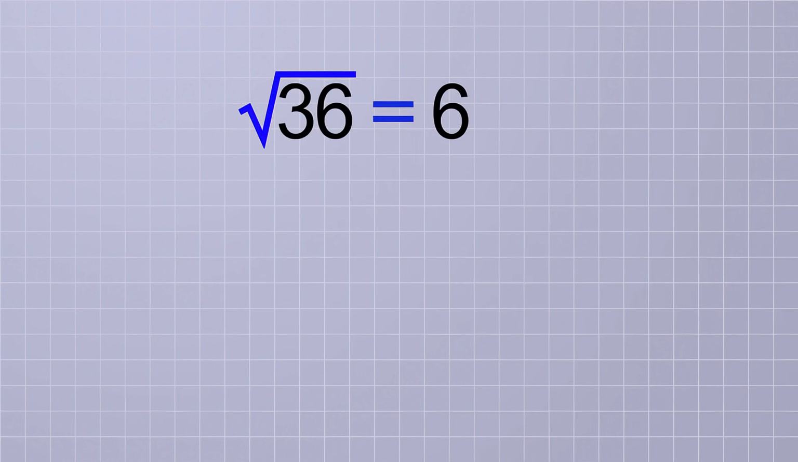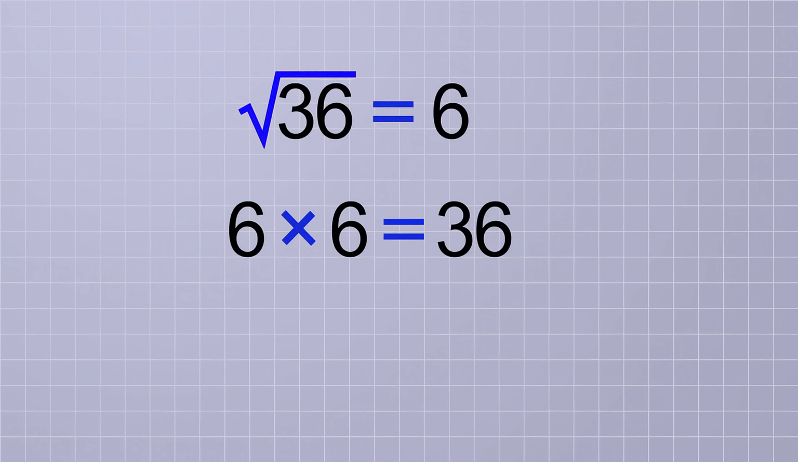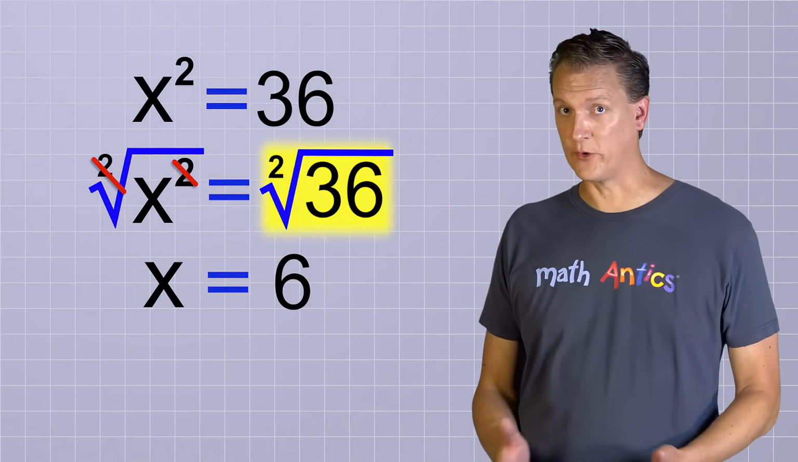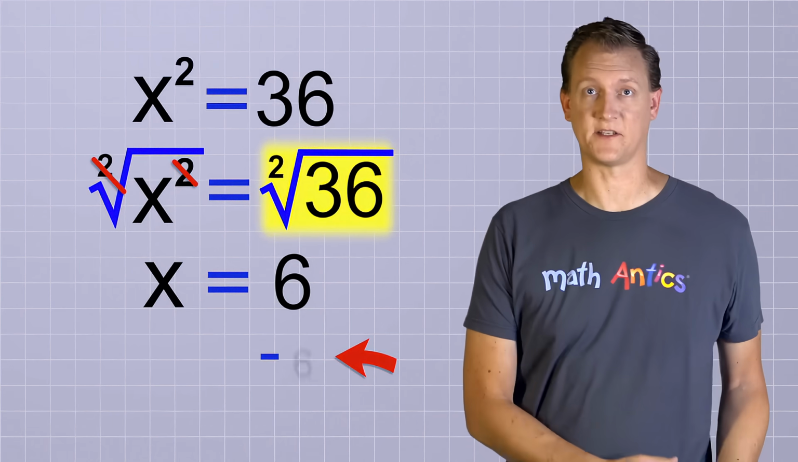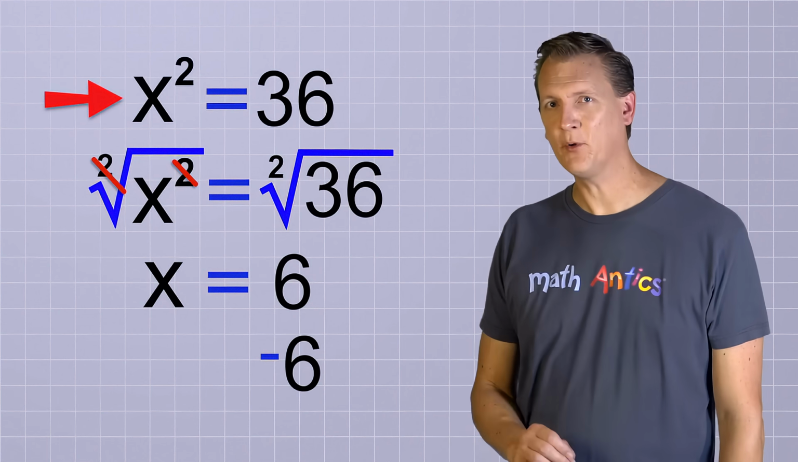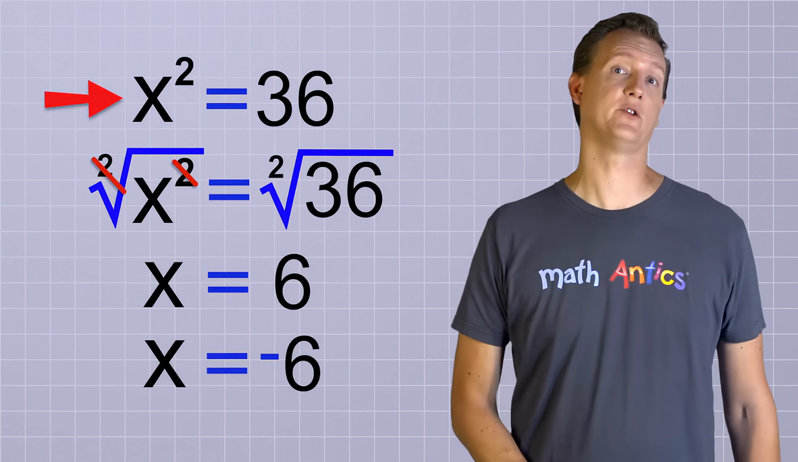For example, we know that the square root of 36 is 6 because multiplying 6 times 6 gives us 36. But because of that rule about negative numbers, negative 6 times negative 6 is also 36. So it would be just as correct to say that the square root of 36 is negative 6. So which is it? Is the square root of 36 6 or negative 6? The answer is both. This is an example of a simple algebraic equation that has two solutions.